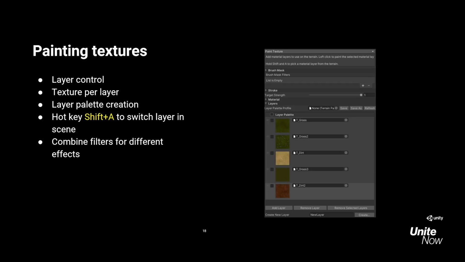You can pretty much change the strength, direction, and the size when you paint your terrain. And you can add many more options than before with the previous versions of the Unity terrain. You can control texture per layer. You can pretty much create any palette you want, save it, and use it in other terrains. You can also use some hotkeys so you can switch layers inside your scene for fast prototyping or creation. And as I told you, you can combine filters for different effects. So really easy, pretty cool.